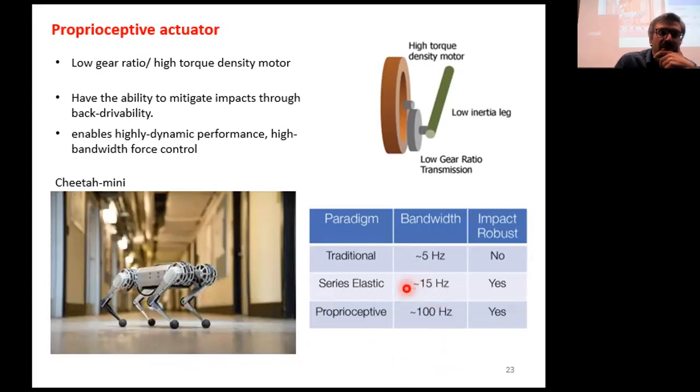You can see in this table the comparison between the traditional electrical motor that achieves, for example, a bandwidth of 5 Hz and is not robust to impact. This, I think, is the case of a gearbox actuator with a big ratio in the gearbox. Then you have a series elastic actuator that can cope with impact, and the proprioceptive actuator that can reach up to 100 Hz of force bandwidth and is also able to cope with impacts.